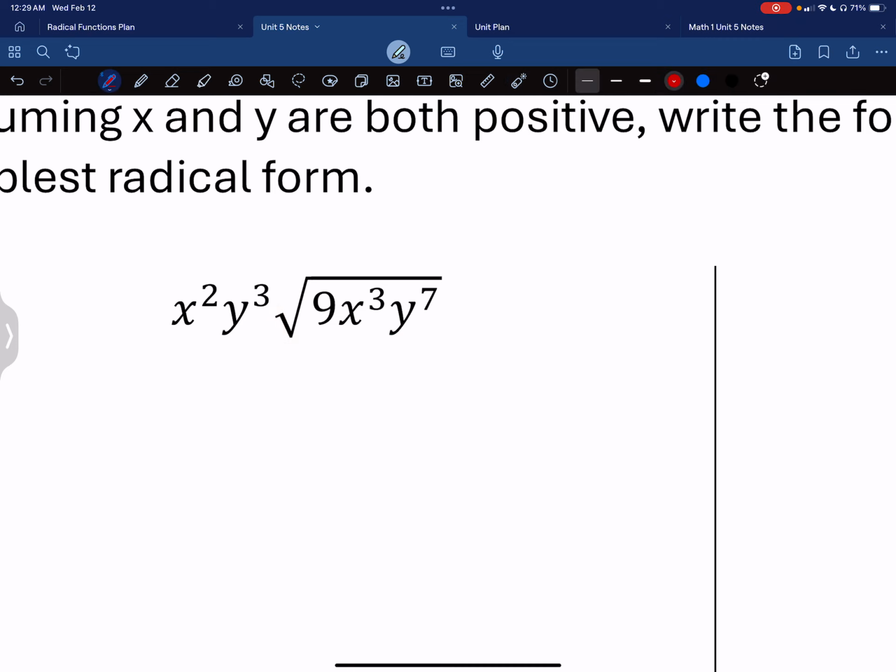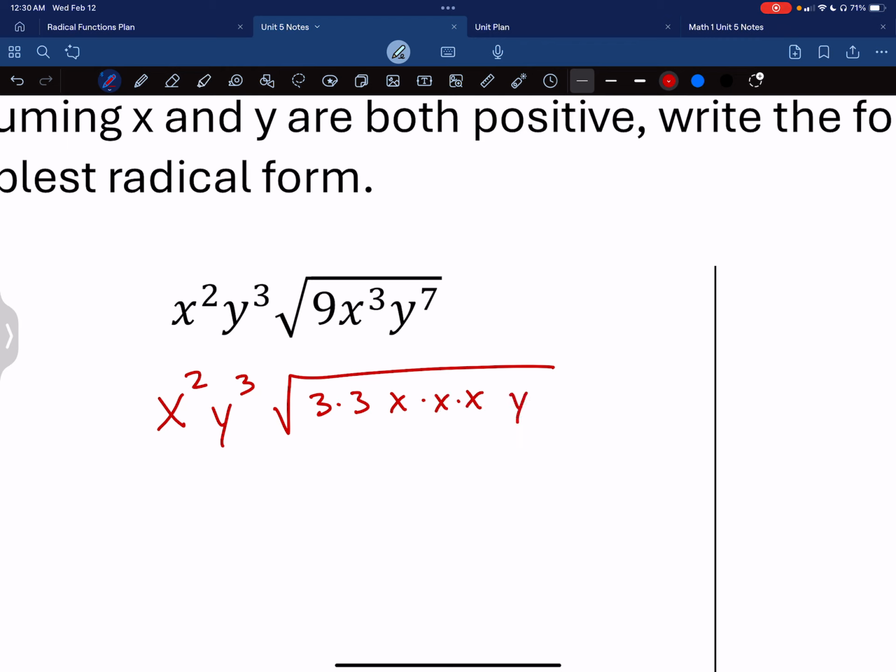So if I break this down one step at a time, I can rewrite this. I'm just looking at this part here. We'd have x squared, y cubed, and under the square root, we'd have 3 times 3. Those are my prime factors. We have 1, 2, 3, and then 1, 2, 3, 4, 5, 6, 7 y's. Again, we're looking for pairs. We have 2 3's here. Let's use a highlighter to make this a little easier. We have 2 x's. We have 1 pair of y's, 2 pairs of y's, and 3 pairs of y's.